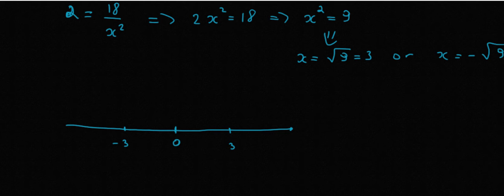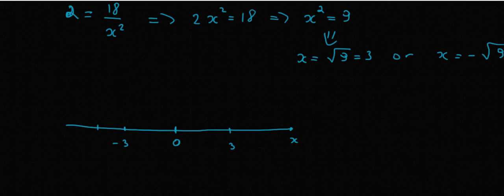And so now we have the number line with the critical points marked: -3, 0, and +3. Our next goal is to determine the signs of our first derivative on these intervals. By signs, I mean we need to know whether the derivative takes positive values or negative values on each of these intervals. Now, we could use test points to determine that.